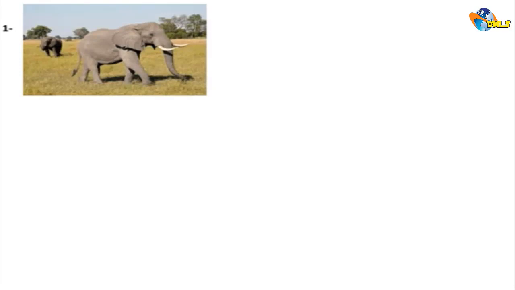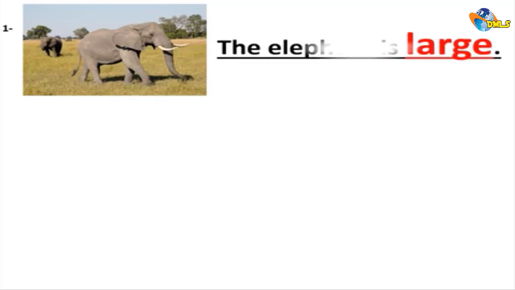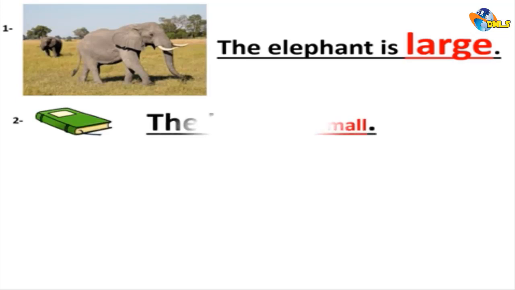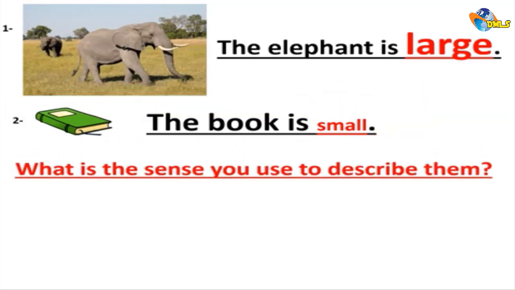Okay. What about the elephant? The elephant is large or small? The elephant is large. Large means big. The elephant is large or very big. Okay. And the book is small.